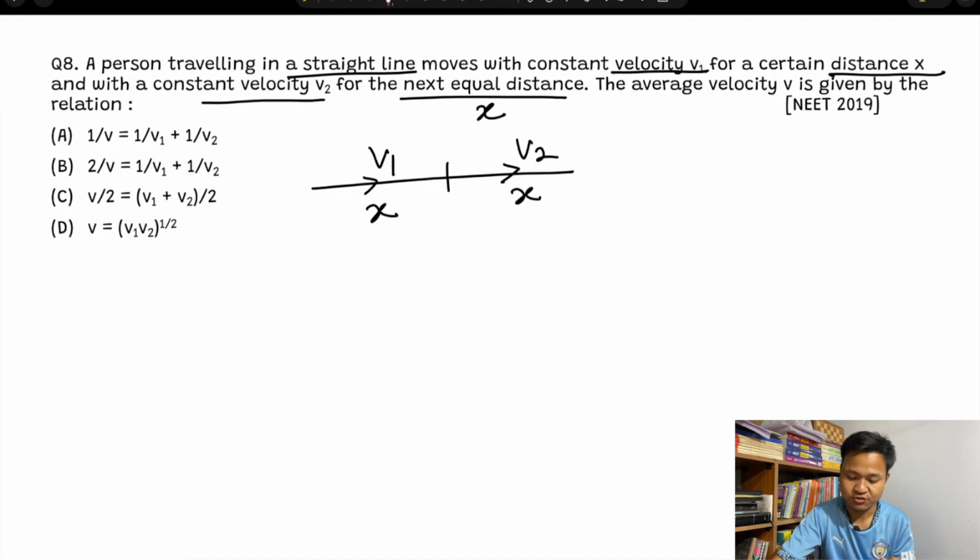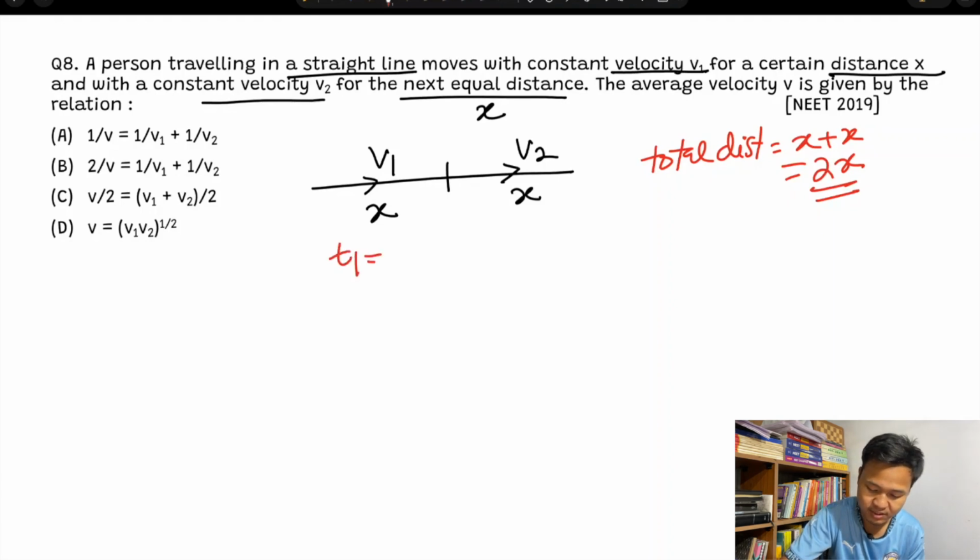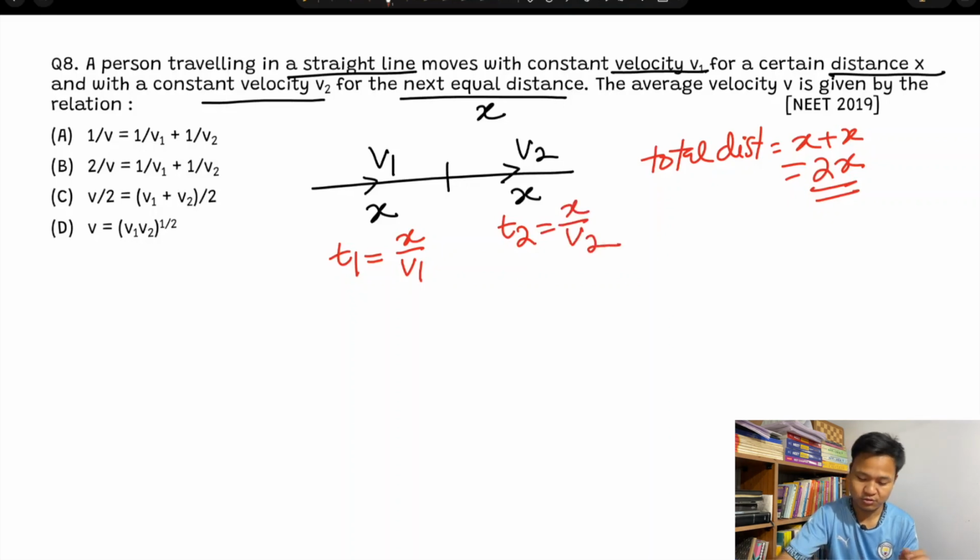The total distance is, so what is the total distance? x plus x, so that means 2x. Okay, total distance is 2x. Now you have to find out the time. So what is time t1? x by v1. What is time t2? x by v2. Okay, so the total time is t1 plus t2.